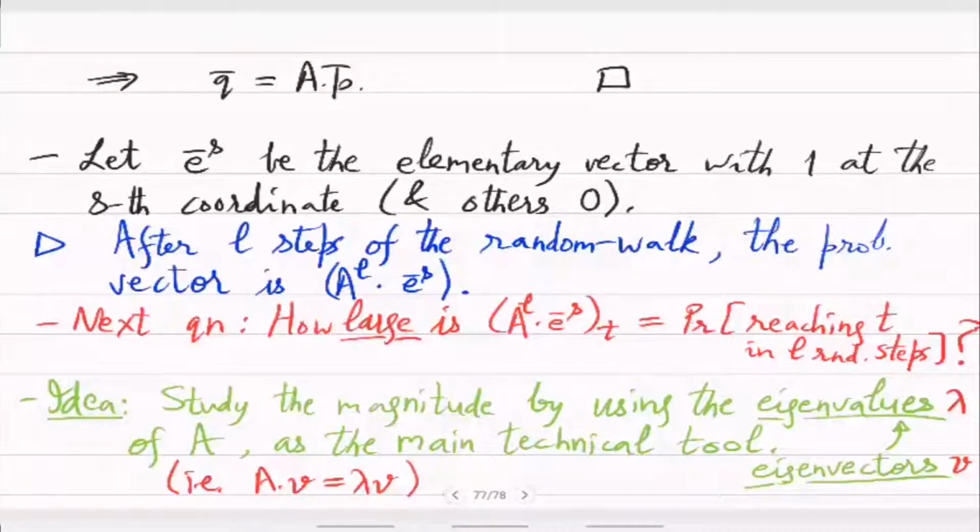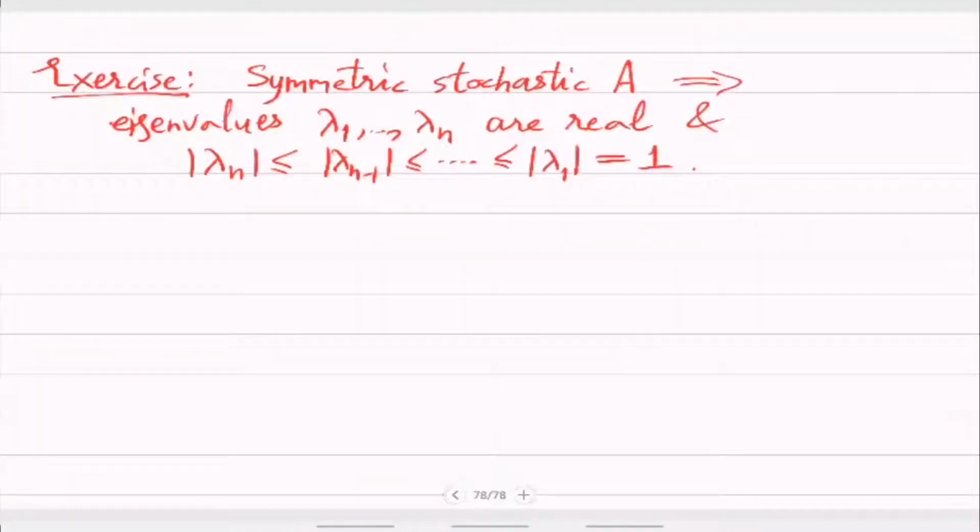So we were then looking at this question in red: how large is A to the L times E bar at the Tth place? We are interested in the probability of reaching T in L steps. So that is exactly this question: A to the L times E bar, Tth coordinate, and we will study it by eigenvalues and eigenvectors of A. So let's start that study.